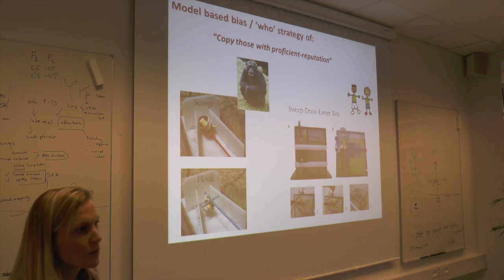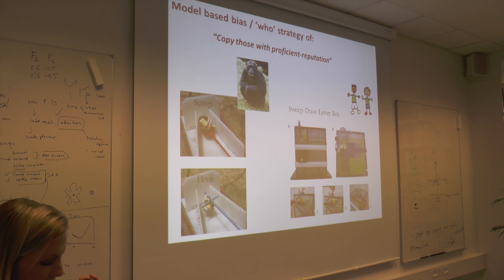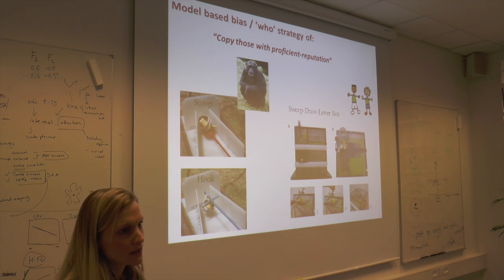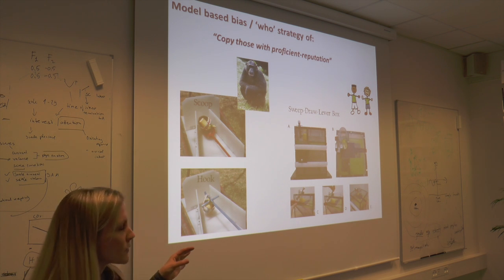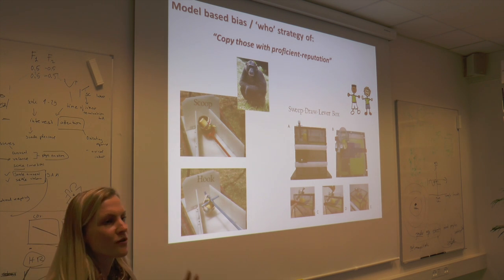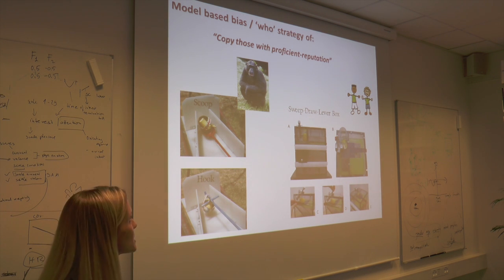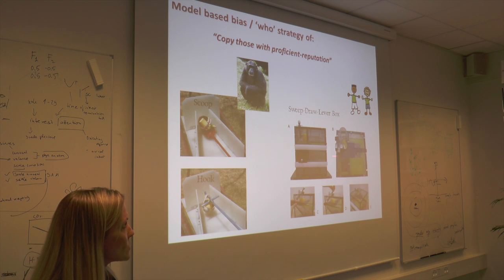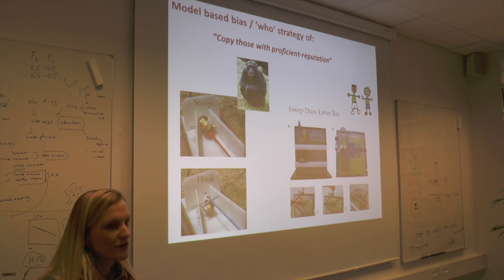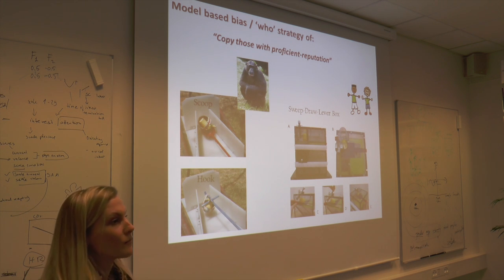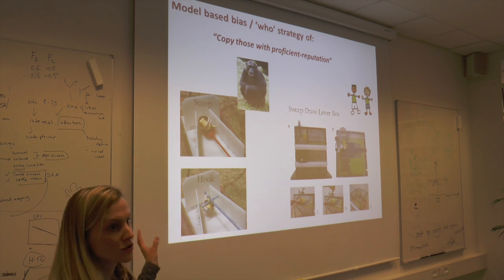And with the children, we went back to the sweet drawer box, but we added a lever. So in the top here, you can actually flick the capsule down the hole with a lever. We did that because with the children, we wanted to play with what influence your prior information has on whether you copy individuals of high or low reputation. So some children, for example, already knew to use the lever, and then they saw individuals of different reputation using those other options, the sweep or the draw. With the kids, we actually showed the two models on video screens, whereas with the chimpanzees, it was a more open diffusion type setup again.